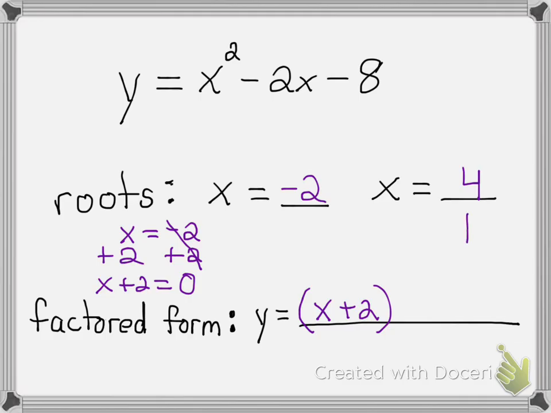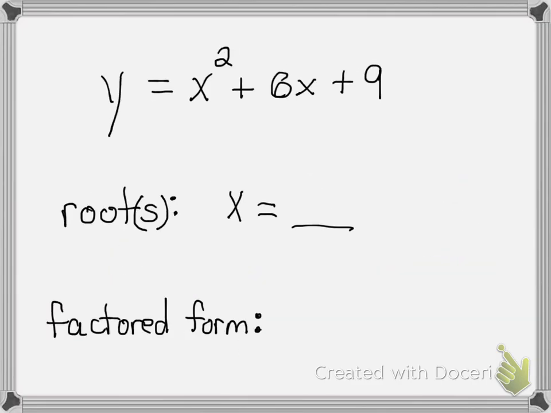So you see how this next root right here is a 4? What's the opposite of positive 4? -4. So it'll be x minus 4. And now I've written it in factored form. Let's look at another example.